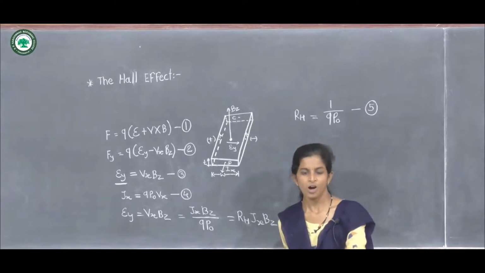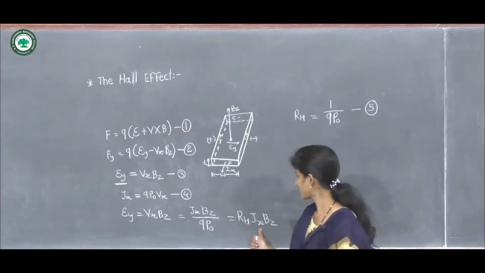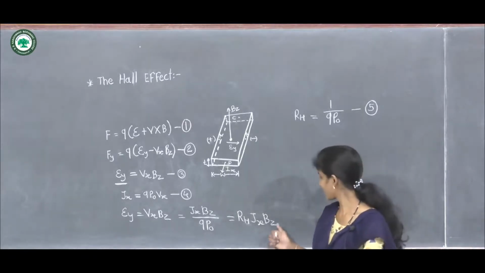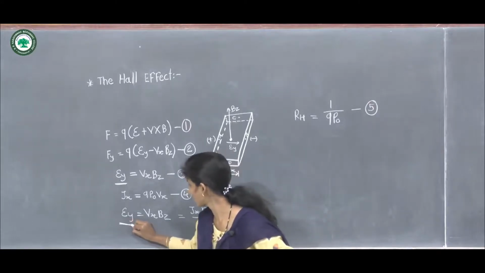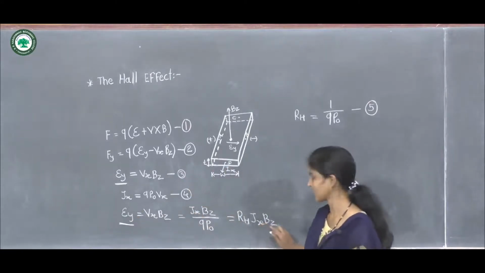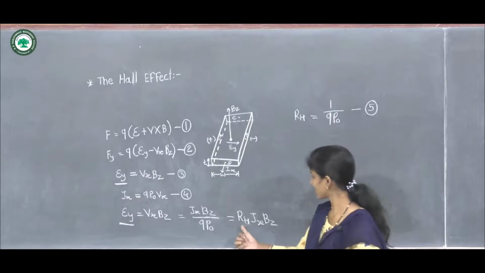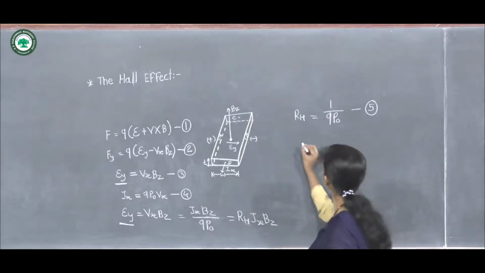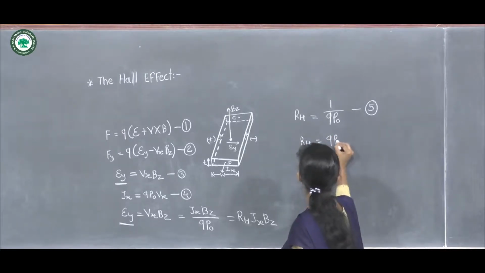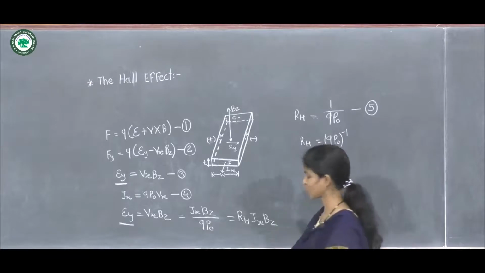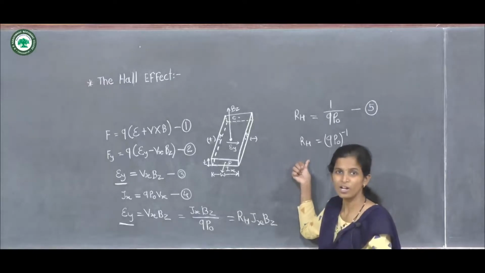Thus, the Hall field is proportional to the product of current density and the magnetic flux density. This Ey is nothing but the Hall field, which is proportional to current density and magnetic flux density. The proportionality constant RH is equal to (Q into P naught) inverse, and this proportionality constant is called the Hall coefficient.